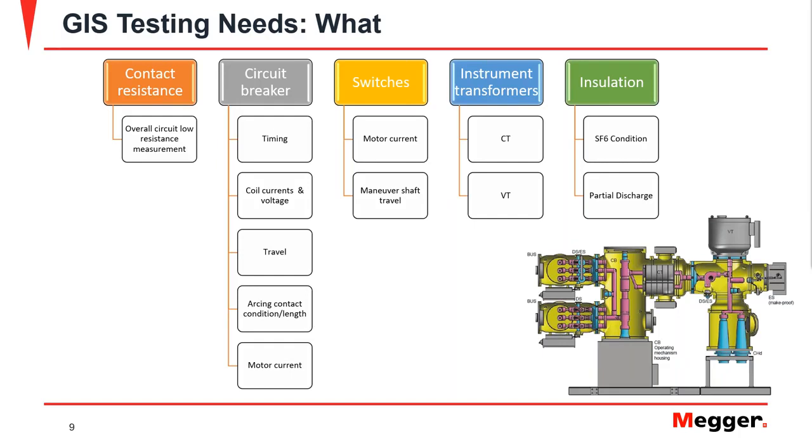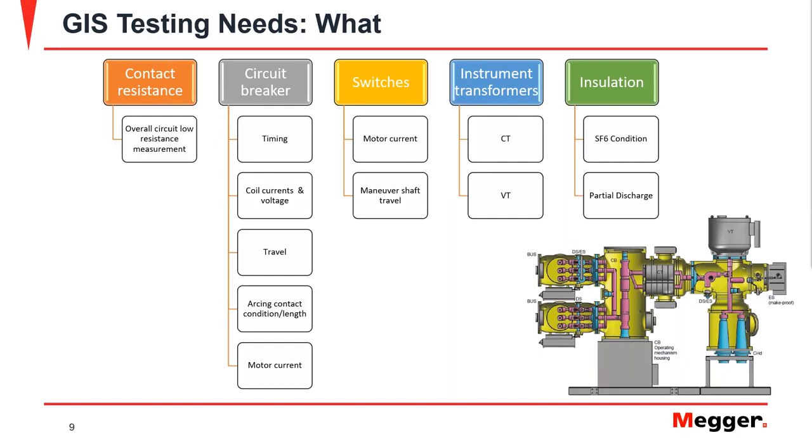Switches, as you saw on the previous slide, there are several switches in the section, and they are motorized switches, and some of them are fast acting switches. So you can measure the motor current, you can measure the travel of the maneuver shaft, and you may need to do some troubleshooting on these elements. So those are other things that you can test. Instrument transformers, CTs, PTs, they are the same type of CTs or PTs as in any other installation with a different external look, but they are going to have the same parameters as any other CT or PT.